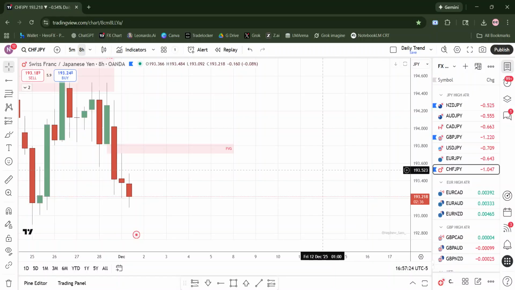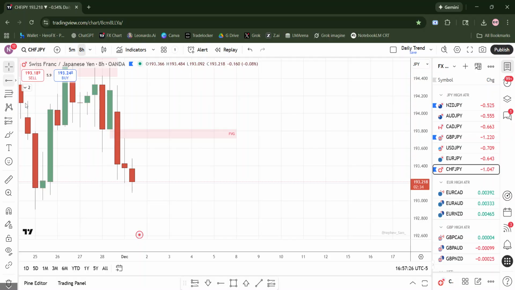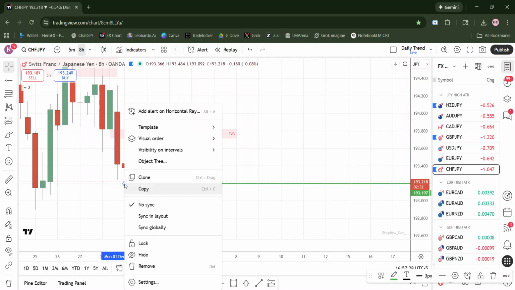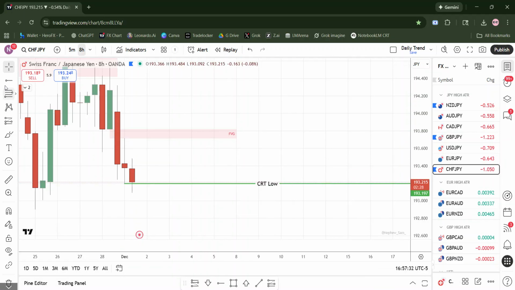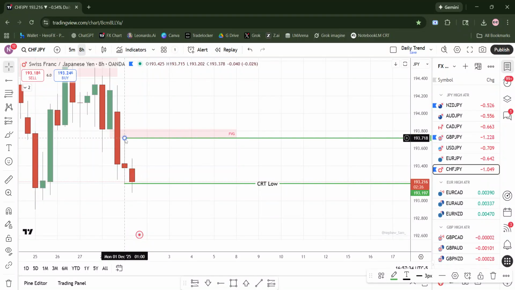Okay, Swiss. I will mark this one for a possible long. That's the range candle. So there's the low, there's the high.